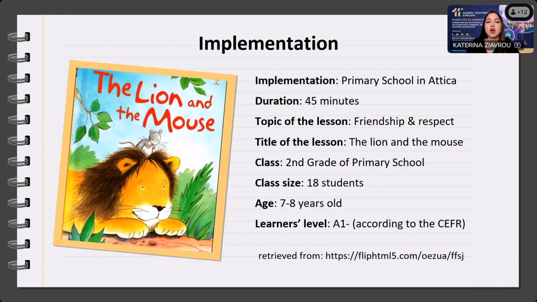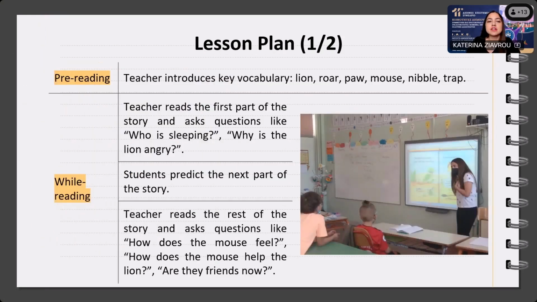The whole lesson is based on the Aesop's myth called The Lion and the Mouse. The lesson begins with a pre-reading stage where the teacher introduces key vocabulary from the story, like the lexical items lion, roar, paw, mouse, nibble, trap, etc. Moving on to the while-reading stage, the teacher narrates the first part of the story while using voice modulation to make the storytelling engaging.